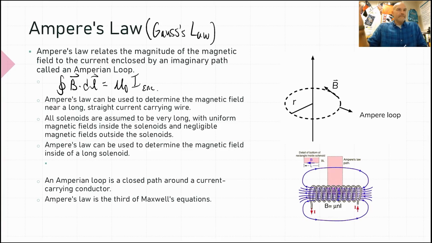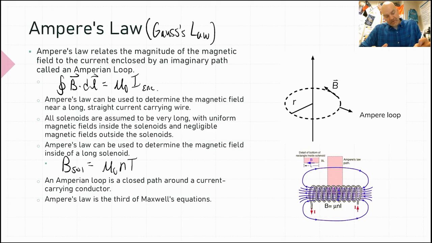Very similar to Gauss's law, which was the integral of E dot dA equal to charge over epsilon naught. Ampere's law can be used to determine the magnetic field near a long straight current carrying wire. Solenoids, where we have multiple wires or one wire turned into multiple curls, can be assumed to be a very long wire with uniform magnetic fields and negligible outside fields. With Ampere's law, we can use it to determine the field inside.